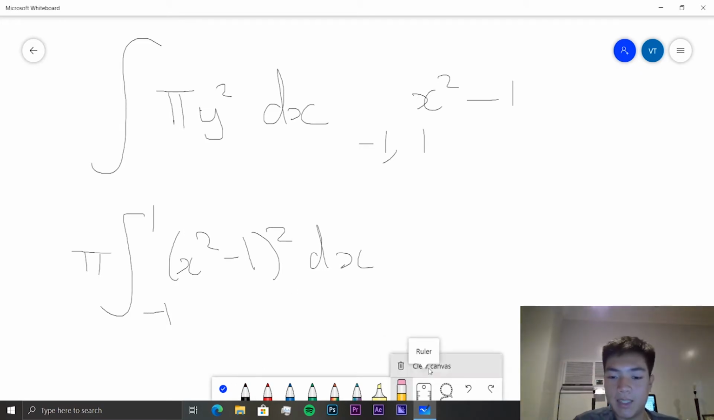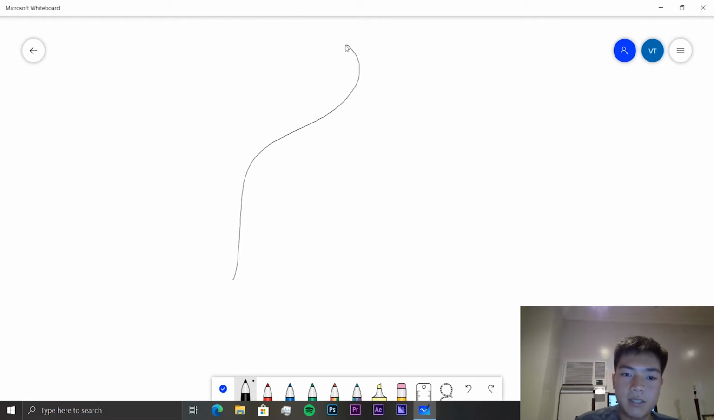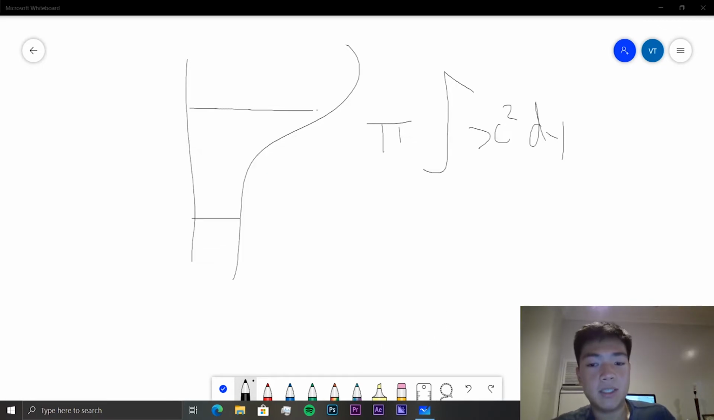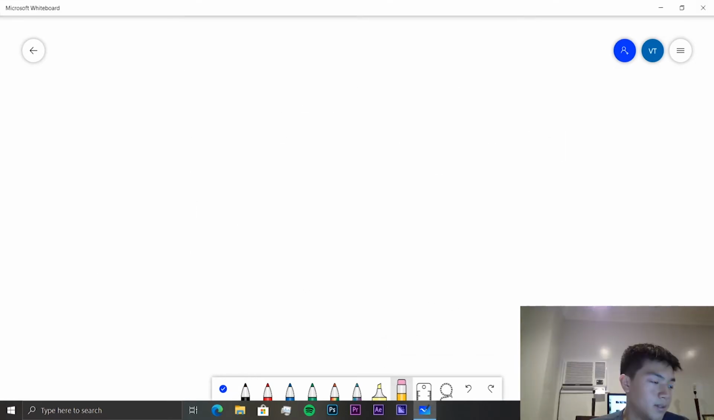Now, what about the y-axis? Because we can also rotate functions around the y-axis. In this case, we need to get pi times the integral of x squared with respect to y. In other words, we have to put x squared in terms of y, which is very interesting. The best way to learn about this is to jump into some questions, so let's do that right now.